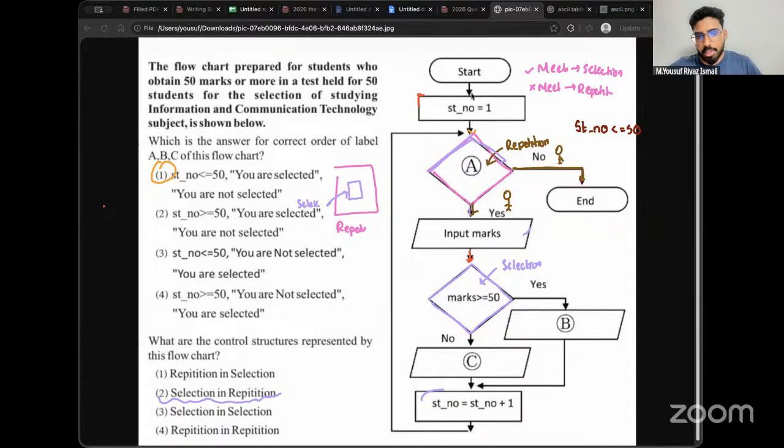Now, when the program started, the value of ST number was how much? It was 1. So if I apply that value to this condition, ST number less than or equal to 50, which means I check is 1 less than or equal to 50, what's the answer? Yes or no?